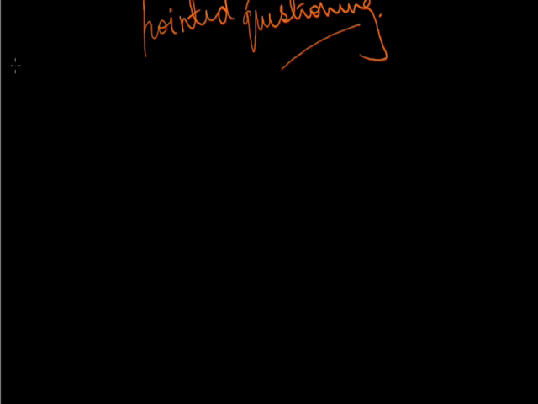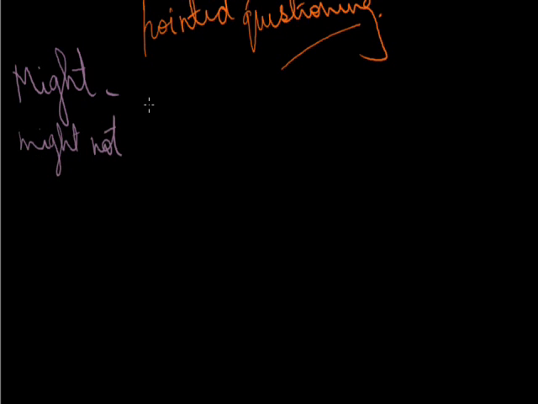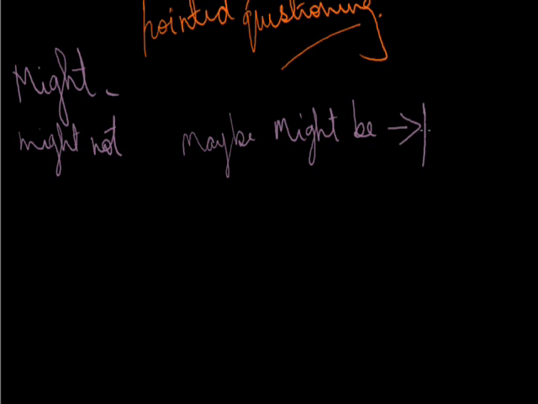Next modal, might. Might functions as a past form of may. It tends to emphasize hypothesis more strongly. For example, he might fail in this examination. It might be hot tomorrow. The negative form of might is might not. Maybe and might be: if you use the modal might be, it indicates possibility.